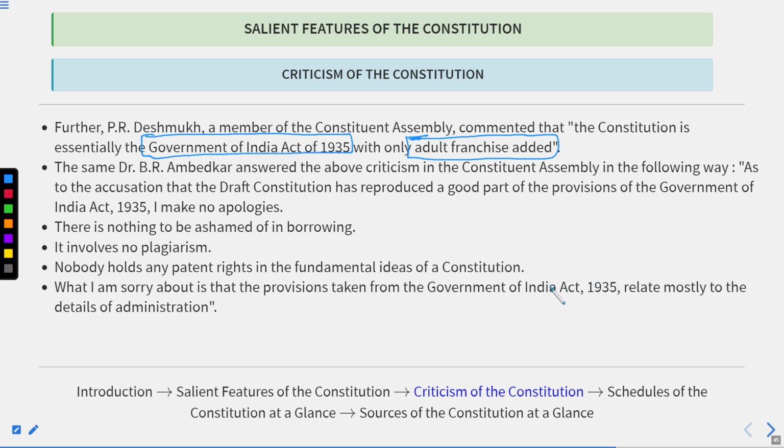And after the independence, we are also governing the same country. So if the administration provisions were there in the Government of India Act and the same country is supposed to be administered, then what is a shame and what is a plagiarism in borrowing the things? All right.